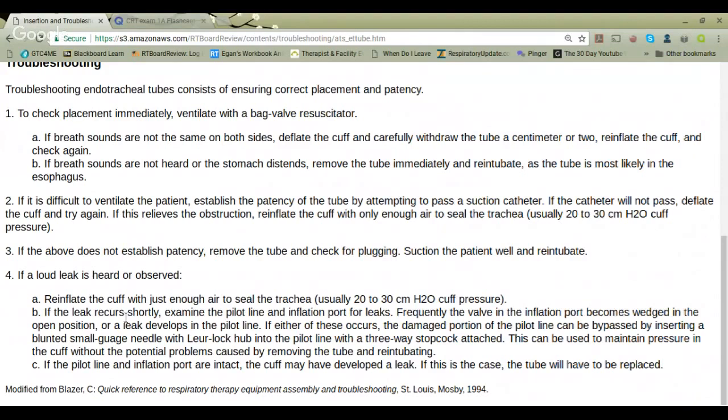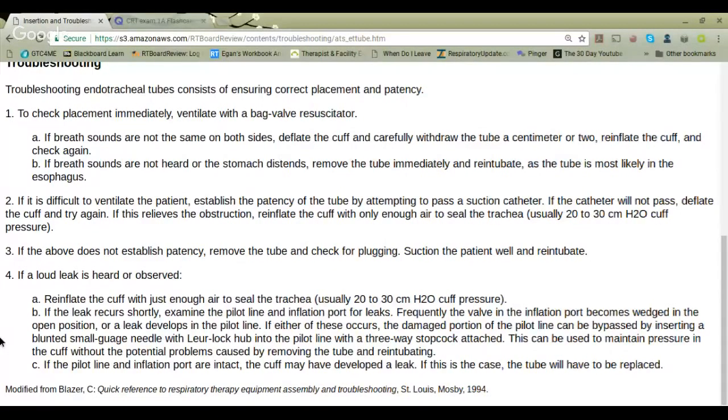If a loud leak is heard or observed, reinflate the cuff with just enough air to seal the trachea, usually 20 to 30 centimeters of water cuff pressure. If the leak reoccurs shortly, examine the pilot line. It can be bypassed by inserting a blunted small gauge needle with luer lock hub into the pilot line with a 3-way stopcock attached. This can be used to maintain pressure in the cuff without the potential problems caused by removing the tube and reintubating. If the pilot line and inflation port are intact, the cuff may have developed a leak. In this case, the tube will have to be replaced.